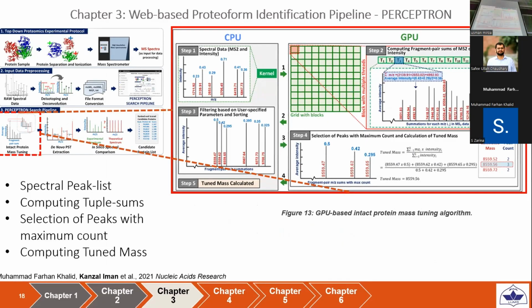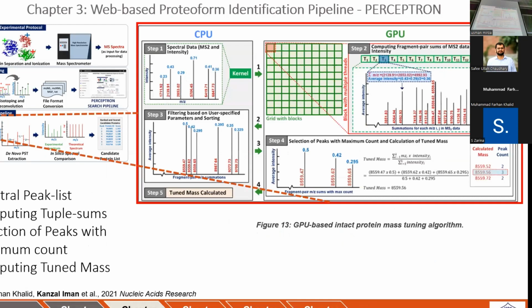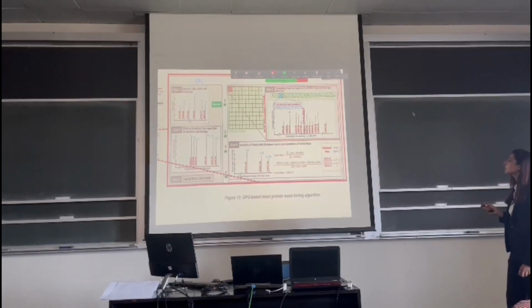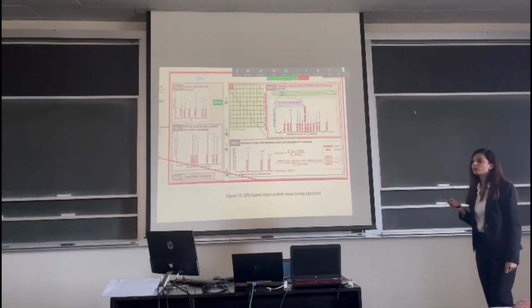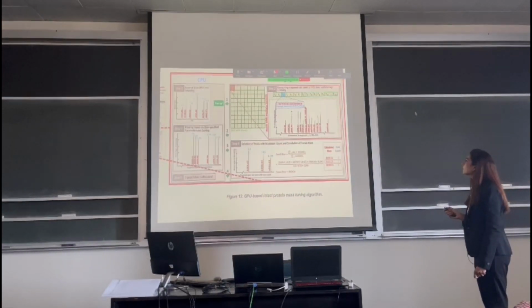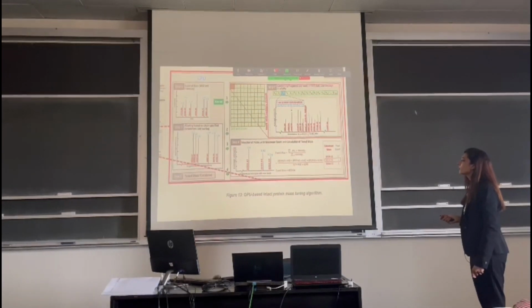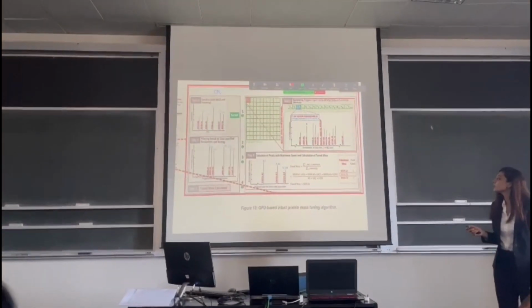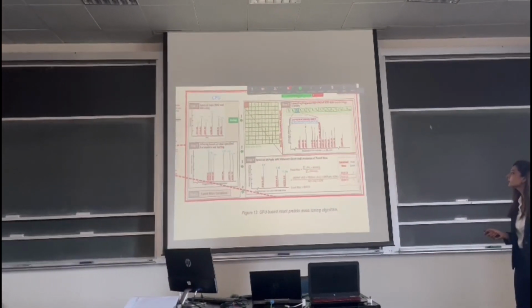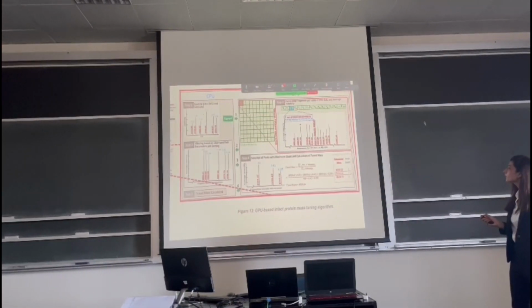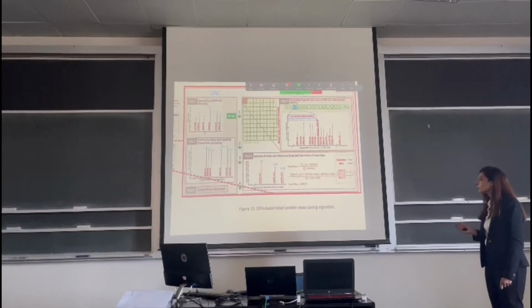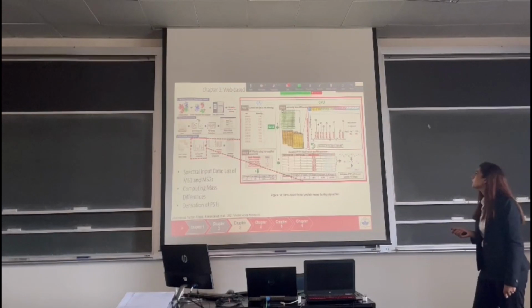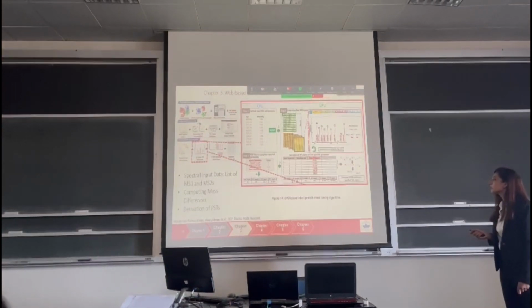These fragment pair sums are then sent back to CPU for filtering based on the user's specified tolerances. As a result, in the third step, these filtered tuple sums are sent back to GPU for calculation of tuned mass. This tuned mass is then utilized for mass-based filtering, which is first transferred to CPU for onwards use. The next algorithm which has been developed in GPU is the PhD filtering algorithm, which is the sequence-based filtering algorithm.